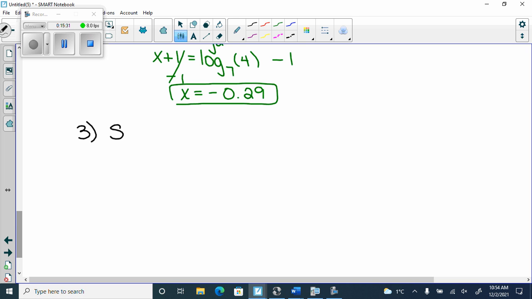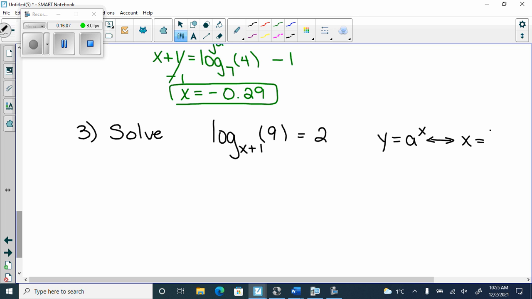I ask you to solve log base x plus 1 of 9 equals 2. Now I told you the moment that you have an x in the base of the log or an x beside the log, you have to convert to exponential every time. Every time. There's no other option. So I have to go to my formula sheet. y equals a to the x becomes x equals log base a of y.